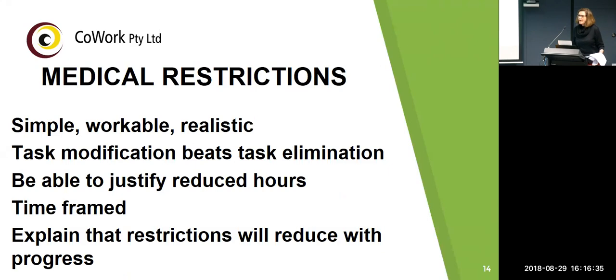Medical restrictions, in my view, obviously form the basis of the return to work plan. They must be simple, workable, realistic. Task modification beats task elimination every time if it can be achieved. How can a task in the workplace be modified so that the worker can perform part of that task, if the employer is able to accommodate that? Must be able to justify reduced hours. The medical restrictions should be time framed and explain that restrictions will reduce as the worker progresses in their rehabilitation and recovery.